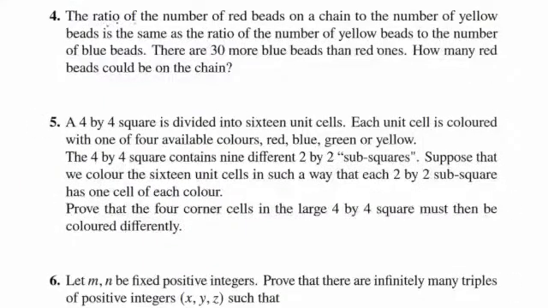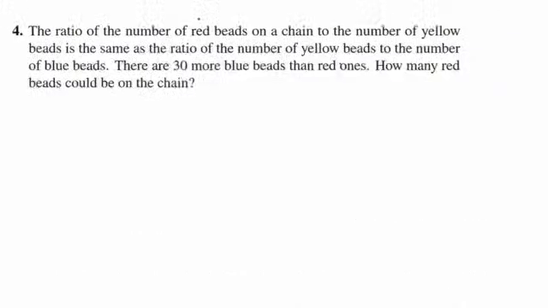Problem number 4: the ratio of the number of red beads on a chain to the number of yellow beads is the same as the ratio of the number of yellow beads to the number of blue beads. There are 30 more blue beads than the red ones. How many red beads could be on the chain? So let's consider red beads. Number of red beads equal to R, number of yellow beads equal to Y, and number of blue beads equal to B.